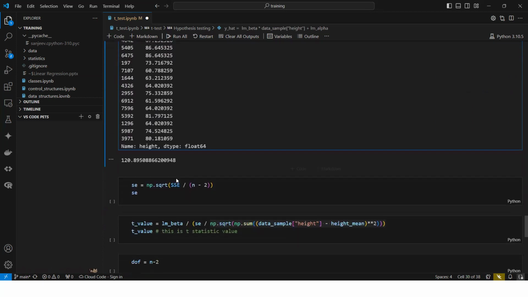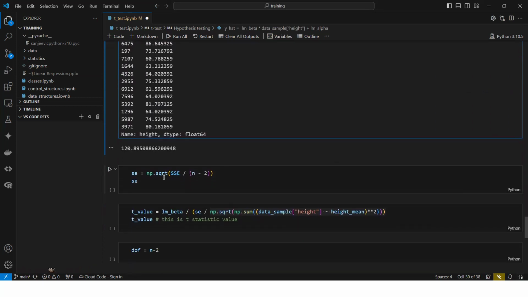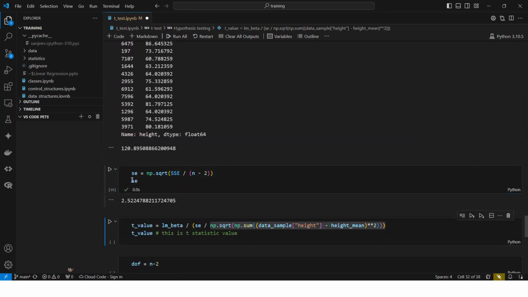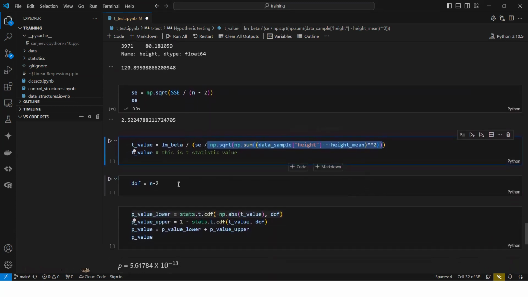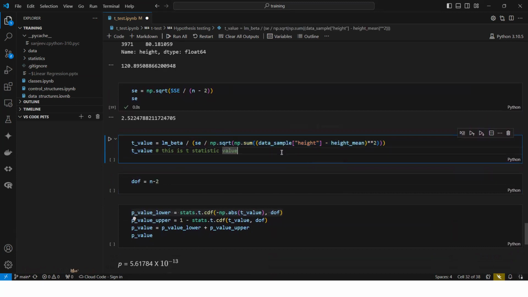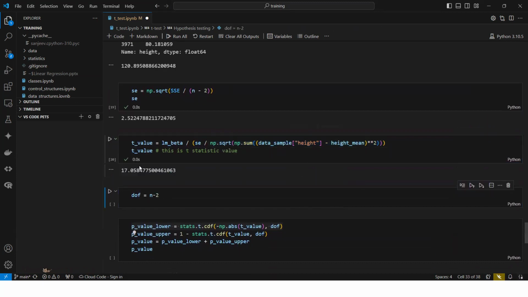Okay, so we'll calculate what our error is. In this case, we are taking the square root of the sum of squared errors divided by n minus 2. So we have a standard error of 2.5. And then we'll calculate the t value out of it. When we calculate the t value, it is the slope divided by the standard error times the square root of the sample term. When I do that, I get the t value, which is around 17.05.